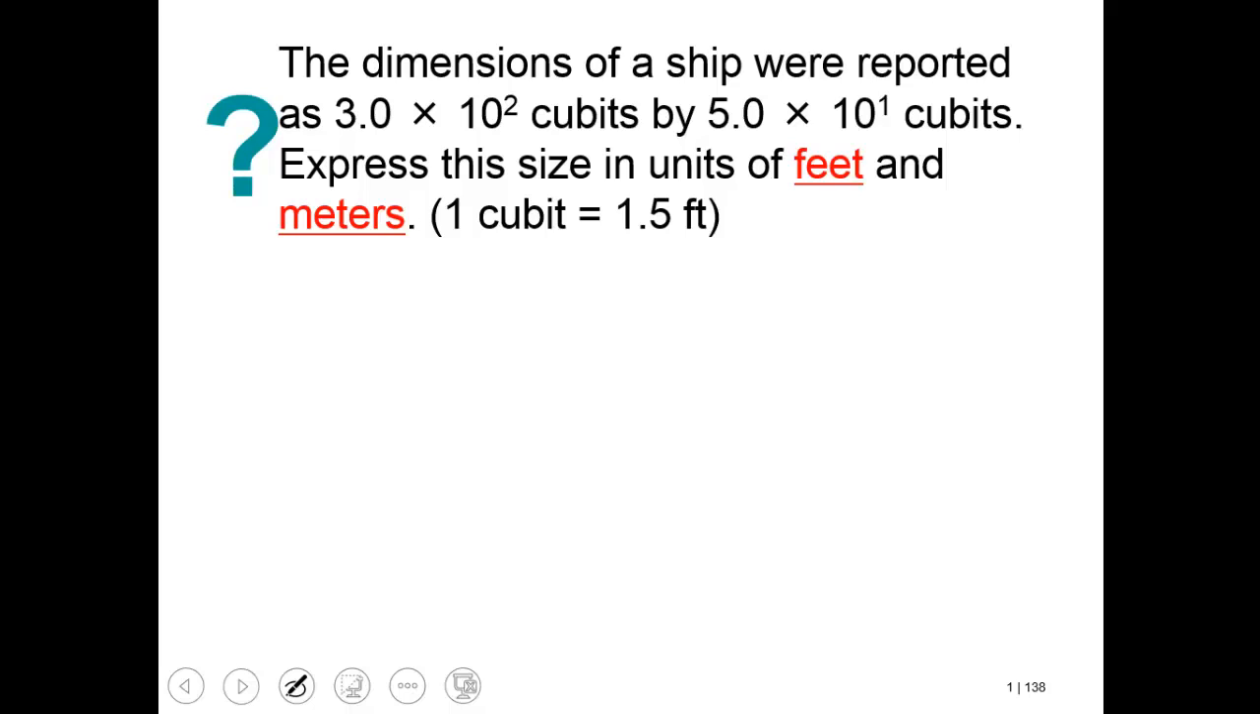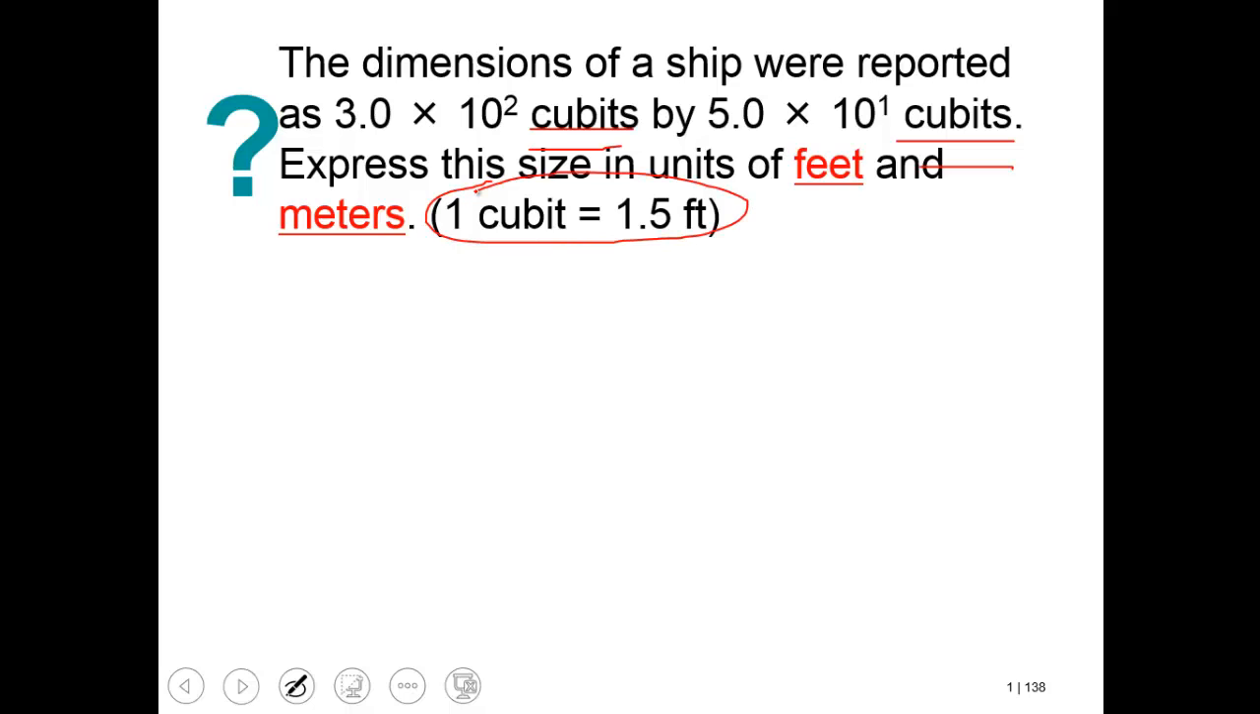Now, this is really cool. An old-fashioned unit of measurement is called a cubit. It says the dimensions of a ship were reported as 3.0 times 10 to the 2 cubits by 50 times 10 to the 1 cubits. Express the size in units of feet and in meters. First, I want to look at how many feet by how many feet, and then how many meters by how many meters. So this is going to be a 2-part problem.